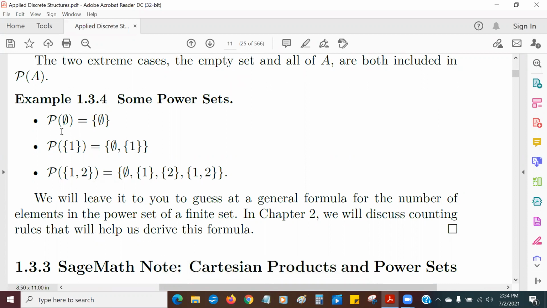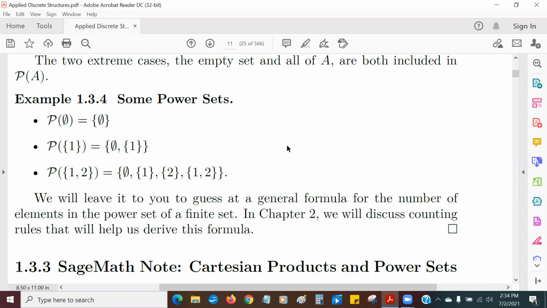Now, the power set of the empty set, meaning how many subsets does this have? Well, it's 1. It's not 0, it's 1, because the empty set has itself as a subset. The power set of the set containing the element 1 is the empty set and {1}, so it has a cardinality of 2. The power set of the set {1, 2} has 4 elements.